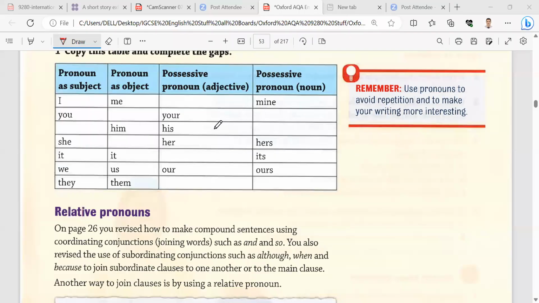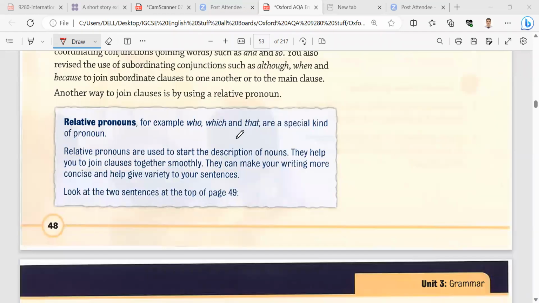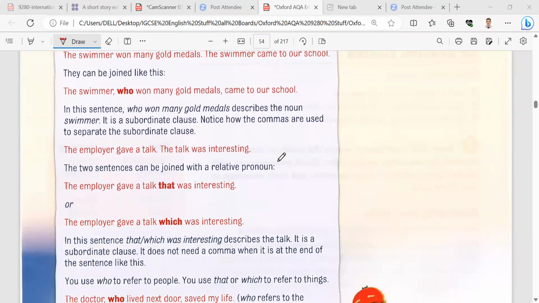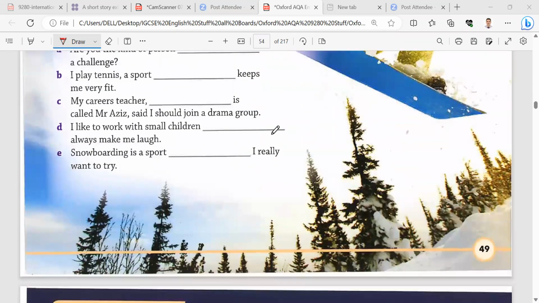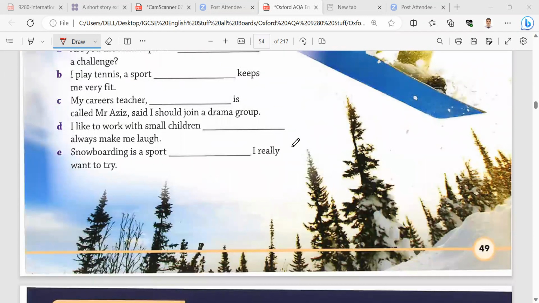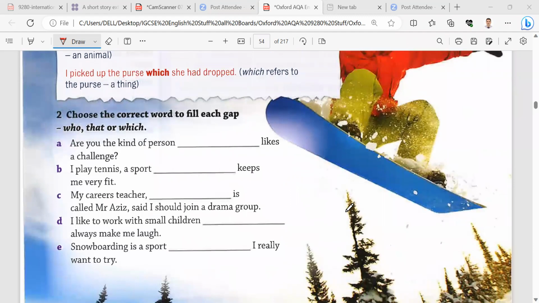Okay, so now please refer to your book. This one. Okay, this table here, right? Relative pronouns, right? Please quickly complete. Choose the correct word to fill each gap. Right? Who, that, which. You have 2 minutes.